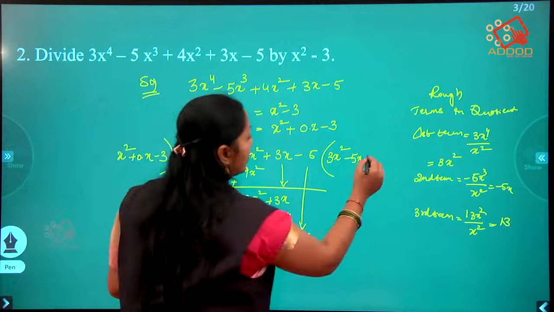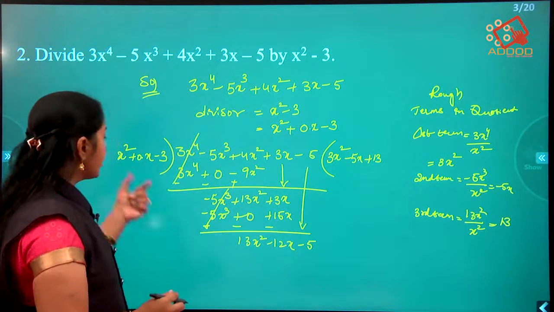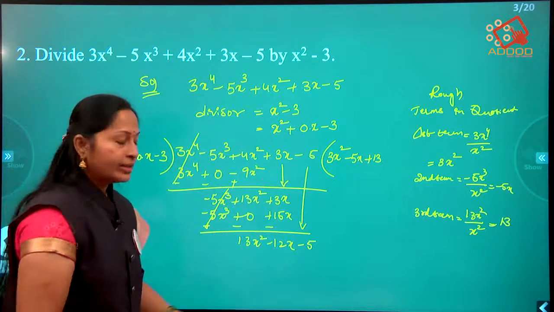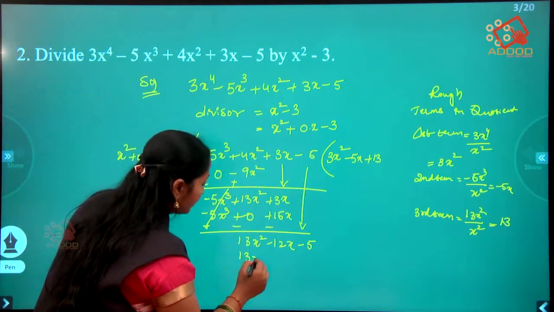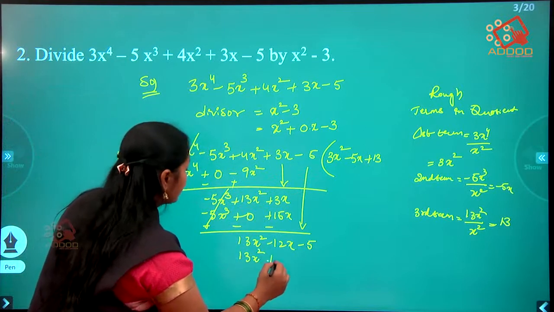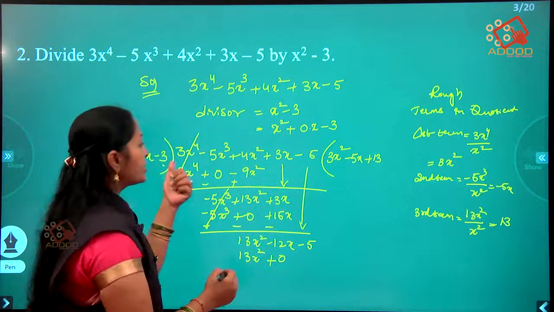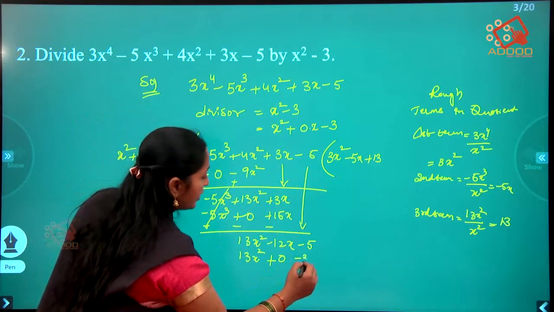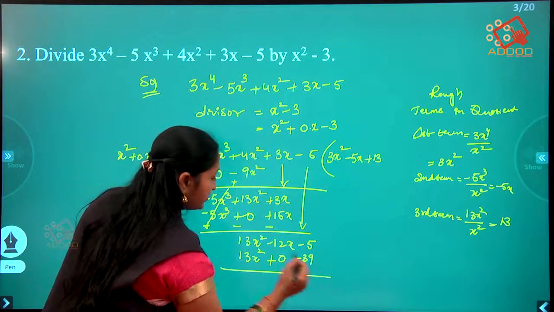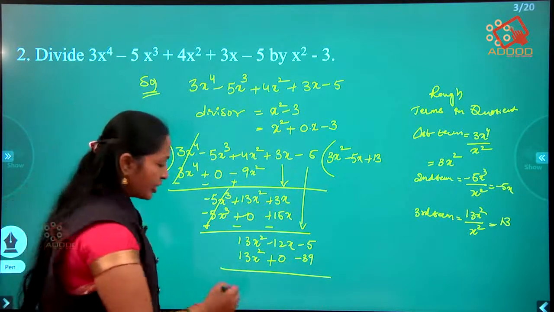Now just take the 13 in the quotient. Now multiply the divisor with 13 and write here. X square into 13 becomes 13x square, plus 0 into anything becomes 0, and minus 3 into plus 13 is minus 39. Now subtract. When we are subtracting, signs will be interchanged.